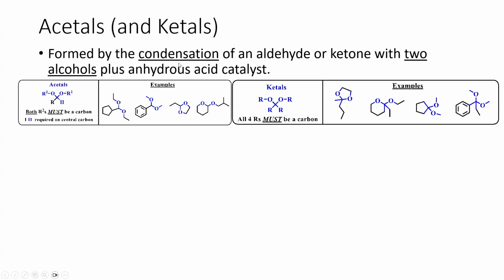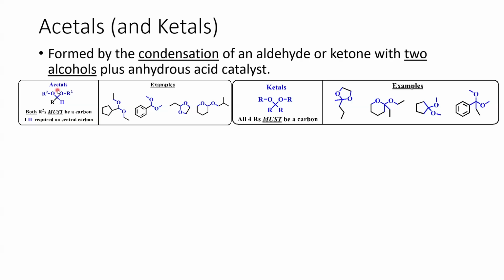So it's formed by the condensation of an aldehyde or ketone with two alcohols plus an anhydrous acid catalyst. So this one you do have to catalyze. But again, and I know we went over these reactions in Organic 1. We will go over them again later when we start talking about that chemistry some more. But again, today, I just want you to recognize the functional group when you see it.